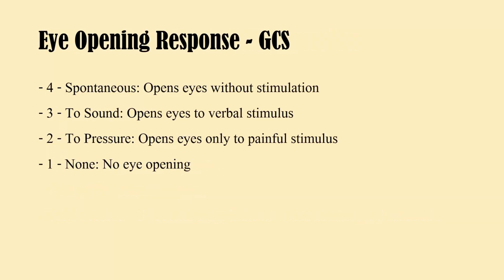The eye-opening response is scored from 1 to 4. A score of 4 indicates that the patient opens their eyes spontaneously. A score of 3 means the patient opens their eyes in response to verbal stimuli. A score of 2 indicates the patient only opens their eyes in response to painful stimuli. A score of 1 means the patient does not open their eyes.